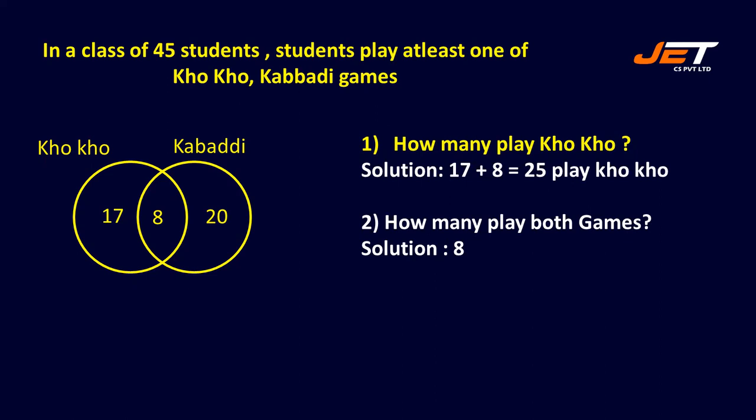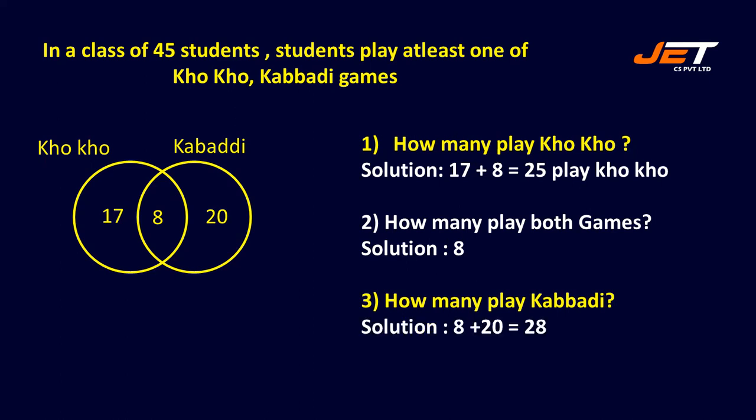That is the overlapping. Yes. Right. Now, how many students play kabaddi? It is 20 plus 8. So 20 students play only kabaddi. 8 students play both, that is kho-kho and kabaddi. So ultimately they also play kabaddi. So we are adding 8 plus 20, which is 28.